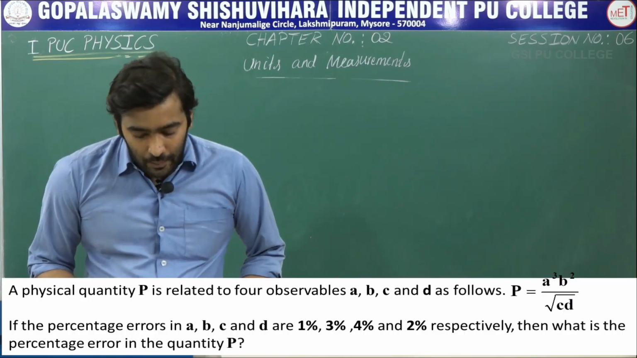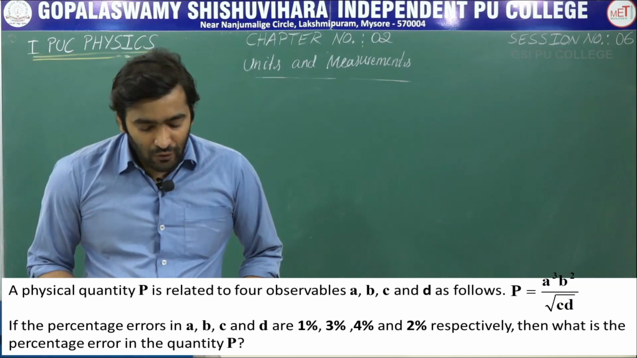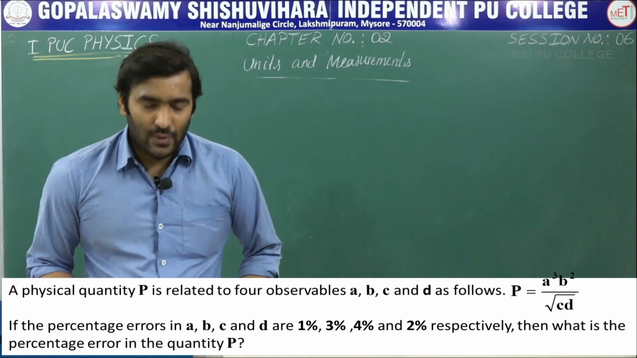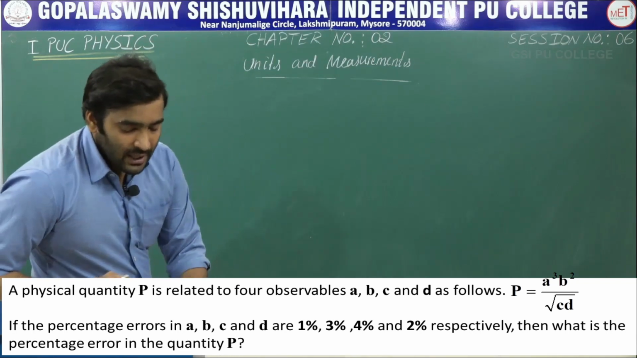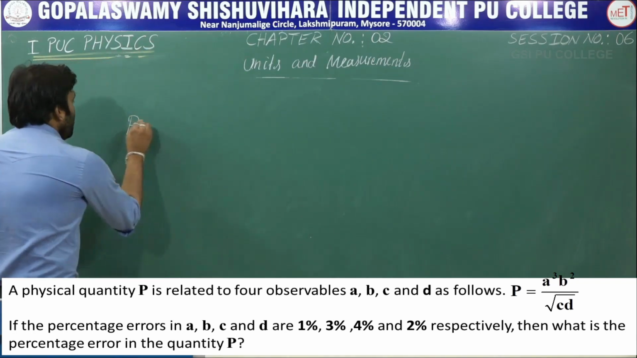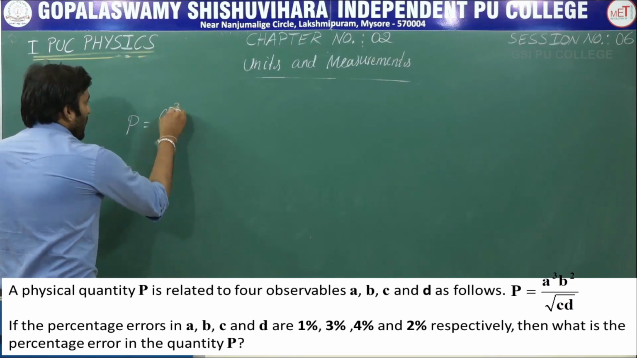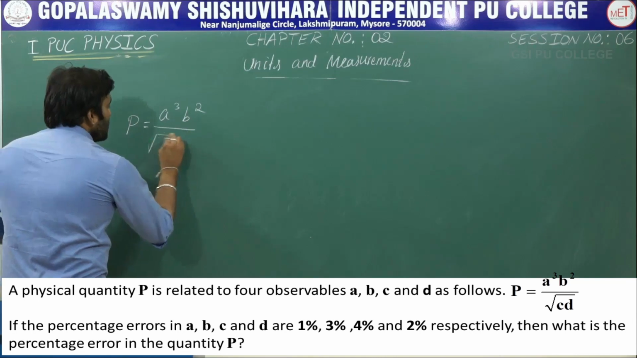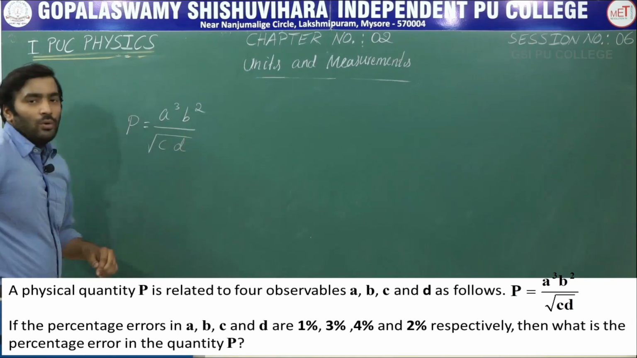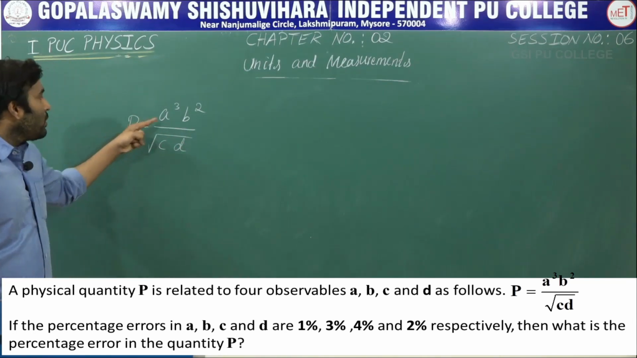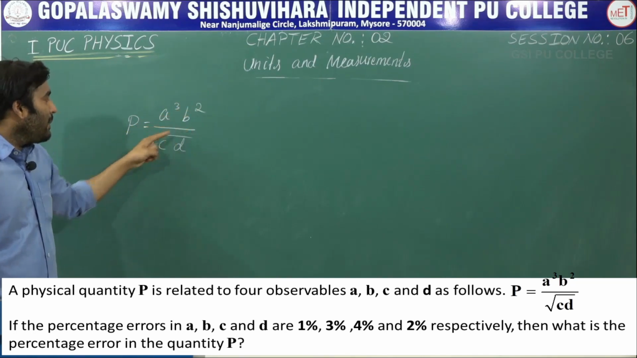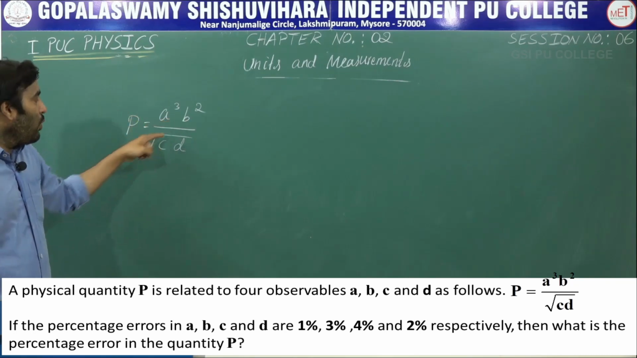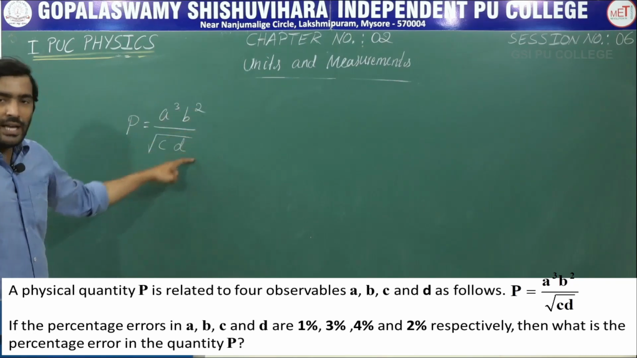A physical quantity P is related to 4 observables A, B, C and D as follows. So we have an equation. Let us write the equation first. P is equal to A cube B square divided by square root of C into D. So this quantity P is related to these 4 observables which are related like this.